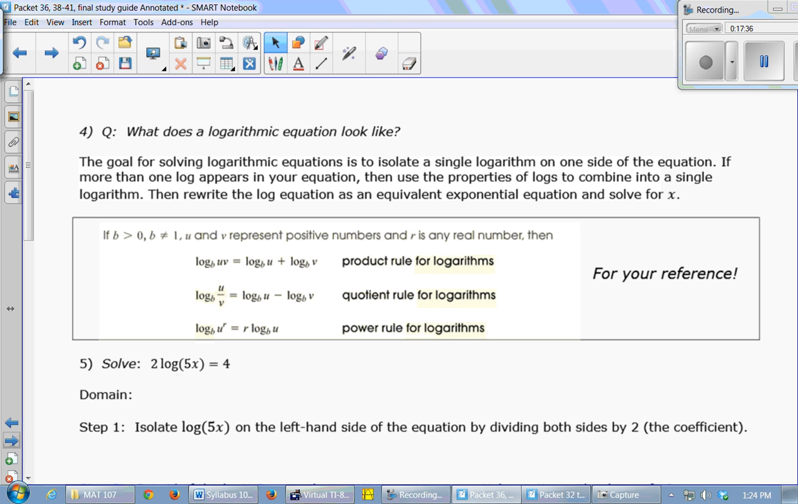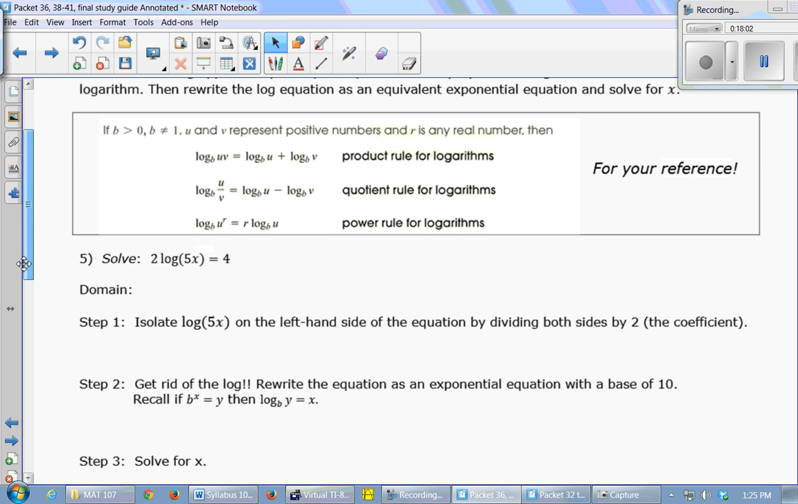Okay, we can also solve log equations. The goal for solving a log equation is to isolate a single logarithm on one side of the equation. If more than one log appears in your equation, then you're going to use properties of logs to combine into a single logarithm. So that's why we just practiced that. And we'll rewrite the log equation as an equivalent exponential equation and then solve for x. So it's handy to have these in front of you when you're solving log equations, or in your brain permanently.